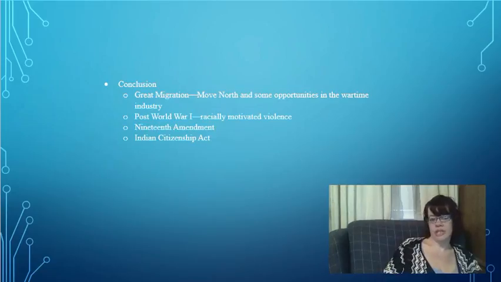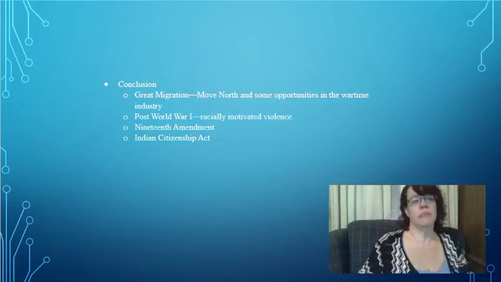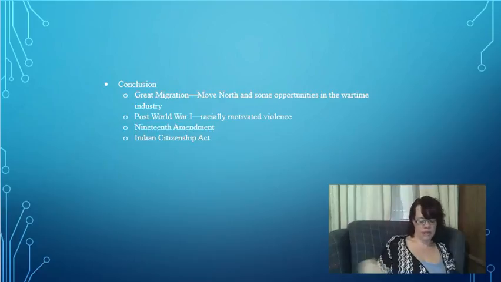There's still lynchings and racial discriminations. There's still racially motivated violence. There's still a lot of problems for African Americans that they're experiencing in the North. And they tend to be segregated into urban, decayed areas. So post-World War I, we see again another rise in the racially motivated violence.